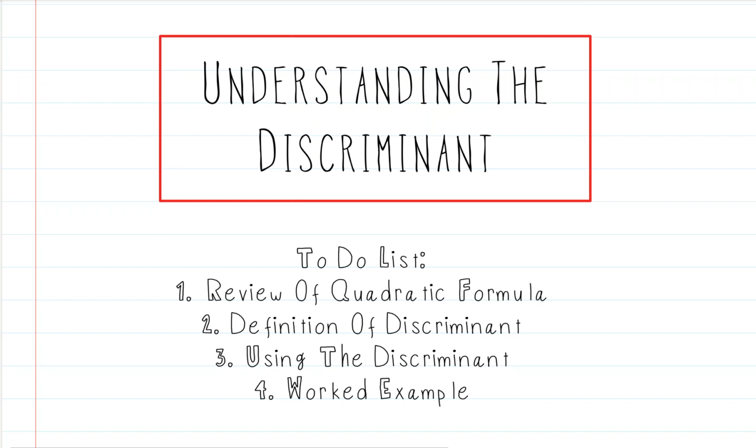Today we're talking about understanding the discriminant. Kind of a weird term, right? Discriminant. Well, here's our to-do list. First, we'll do a review of the quadratic formula because that's where we get the discriminant. And then we'll give the definition of the discriminant. We'll talk about how to use it, and then we'll give you a worked example. I'll also put the timestamps for each of these parts in the video description, so in case you want to skip ahead, you can.